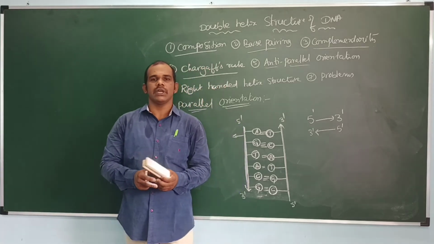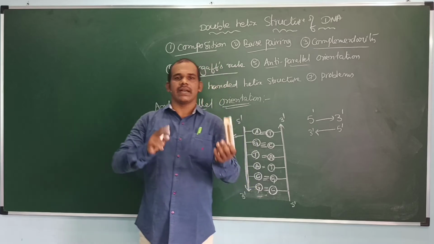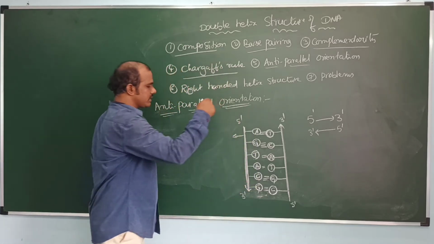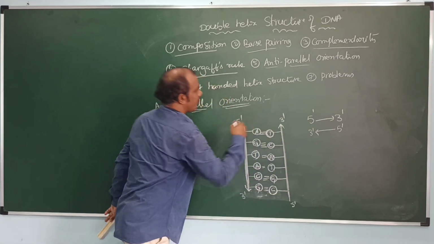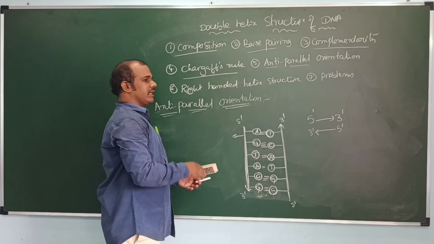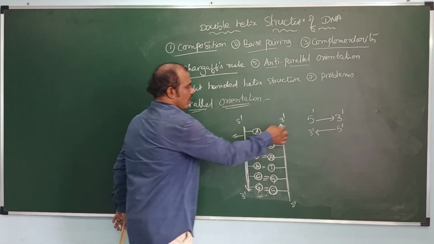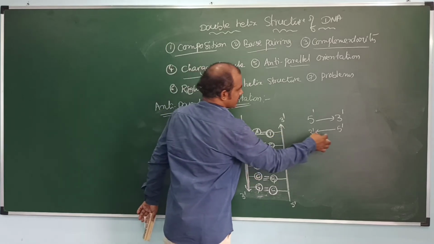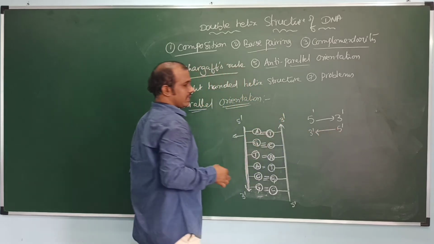Anti-parallel orientation means the two strands in a DNA run in opposite directions. One strand runs downwards and one strand runs upwards. This is called anti-parallel orientation. In another way, we can say one strand runs towards the right side and one strand runs towards the left side.